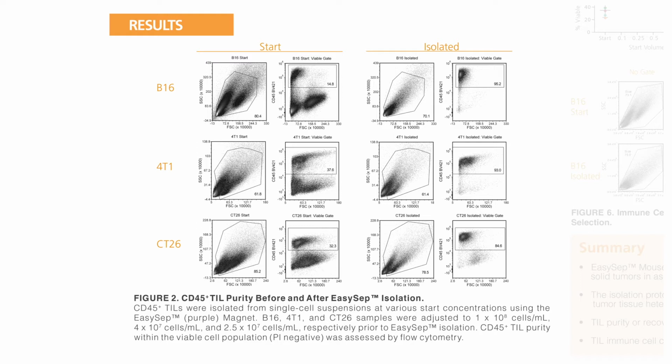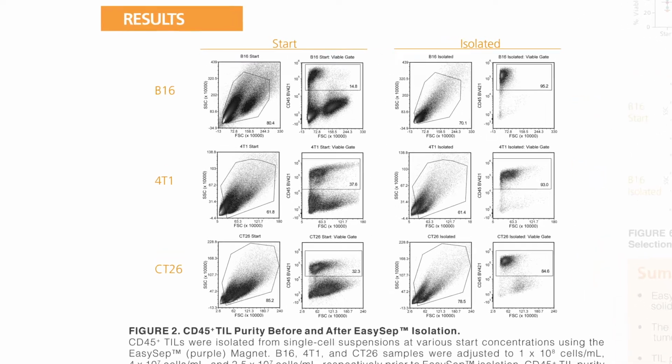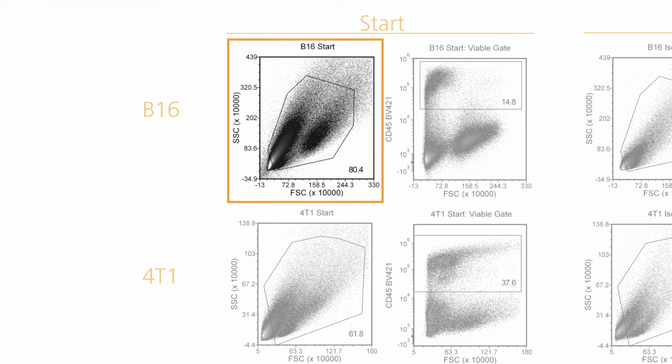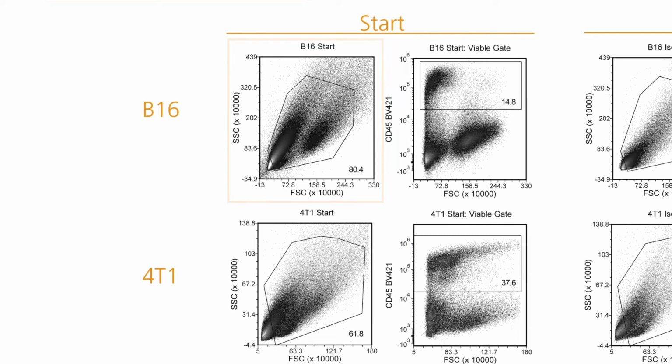Results from B16 samples are shown in the first row. In the start, there are various populations visible in the forward and side scatter plots, and it can be hard to identify the right cell gate for TILs. TIL isolation makes the leukocyte population more visible and often reduces the amount of debris in the sample, which tends to be smaller in size.